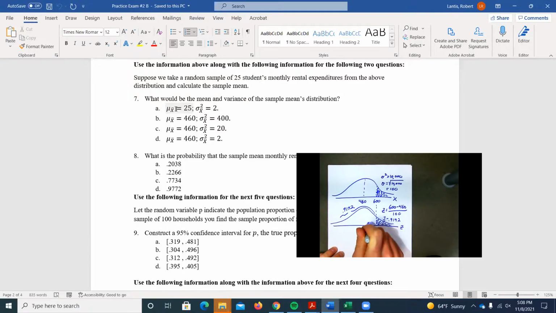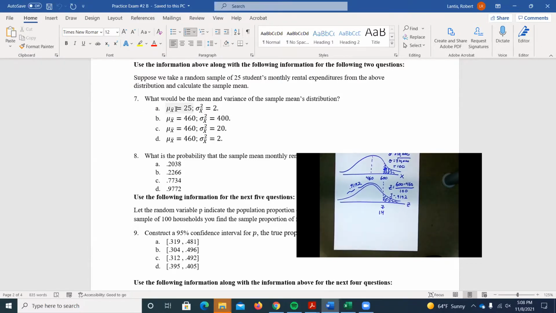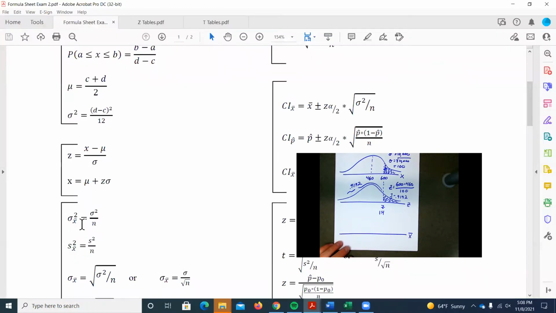So I gave you a normally distributed variable. And then in problem 7, I'm saying, okay, let's assume that you then take a sample of 25 students, right? So now I'm thinking about the distribution of my sample means. Well, the formula sheet reminds us that the variance of my sample means is the variance of the original data I sample from divided by the sample size.